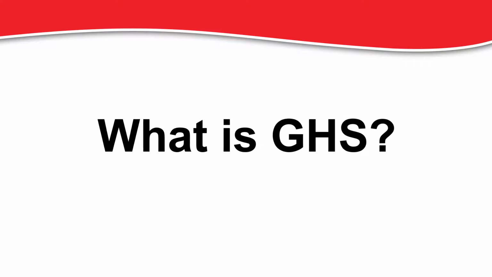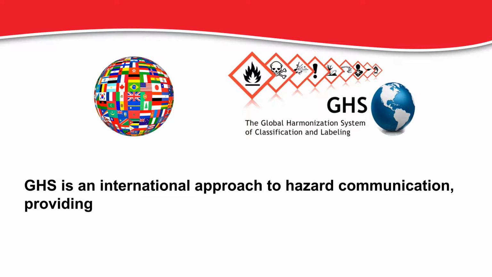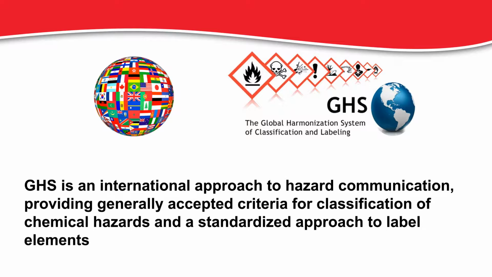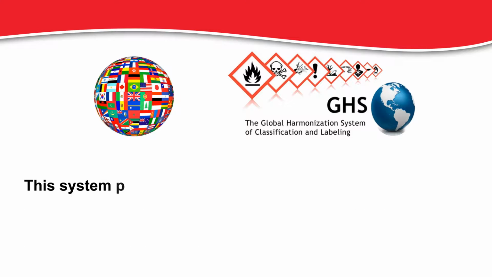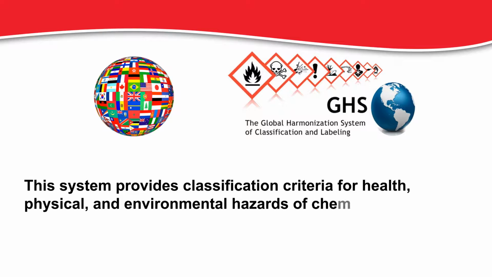What is GHS? GHS is an international approach to hazard communication, providing generally accepted criteria for classification of chemical hazards and a standardized approach to label elements and safety data sheets. This system provides classification criteria for health, physical, and environmental hazards of chemicals.